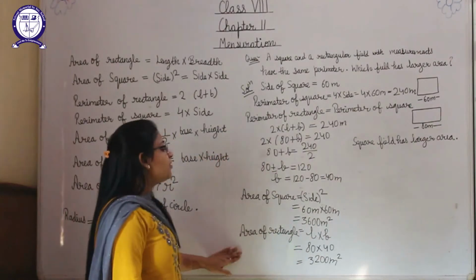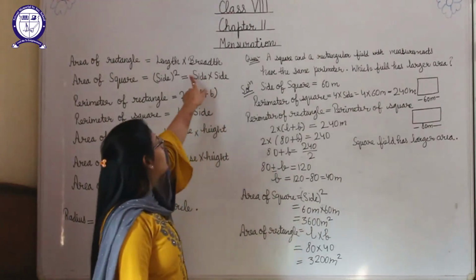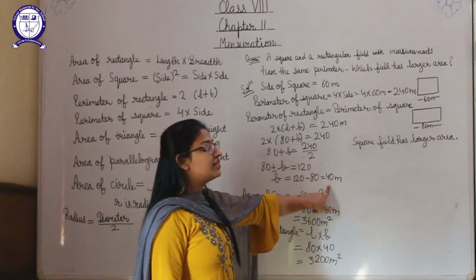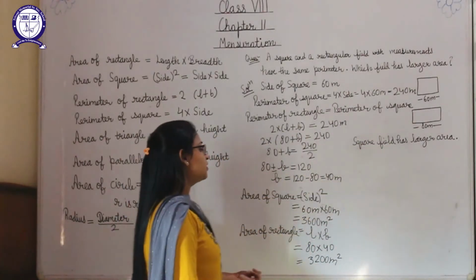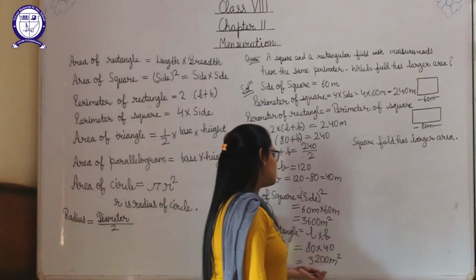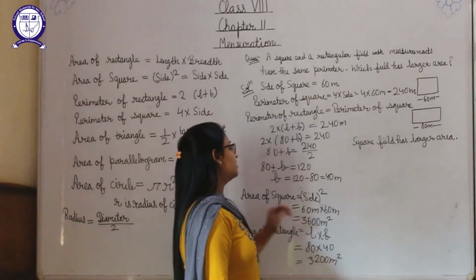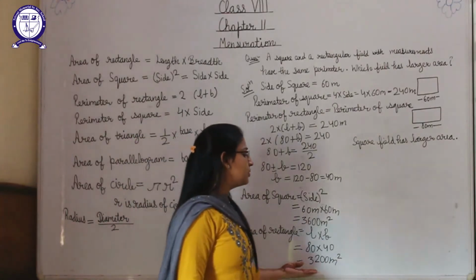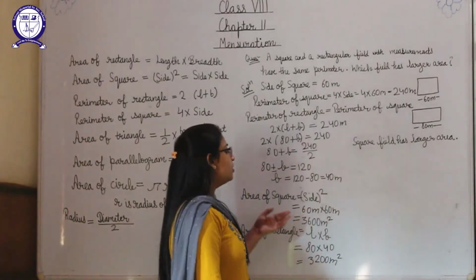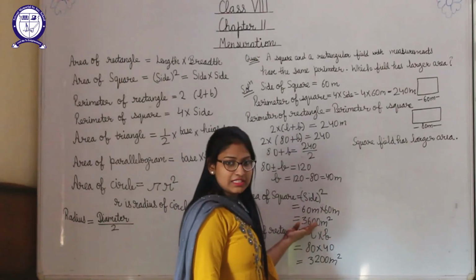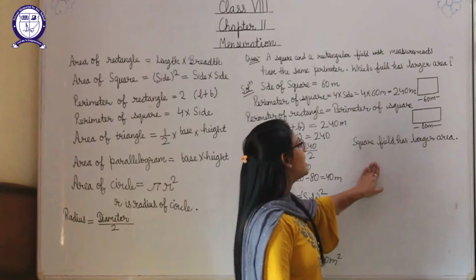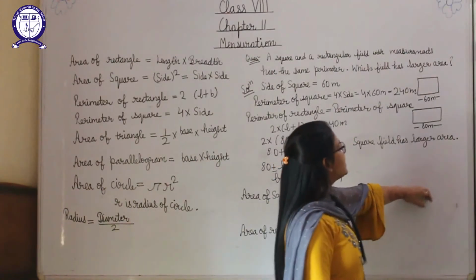Now area of rectangle is length multiply breadth. Length is 80 meters, already given, and breadth is 40 meters, which we have found out. Now 80 into 40 will be 3200 meters square. Now students, area of square is 3600 and area of rectangle is 3200. So which one is bigger? This 3600 is bigger and it is the area of square. So we can easily write here that the square field has the larger area.